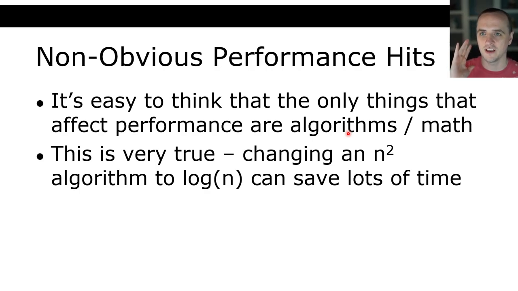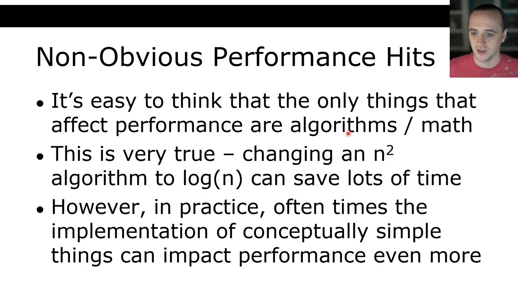Something that used to be like a million operations is now 1,000 operations. Obviously, that's a huge thing, right? However, in practice, oftentimes the implementation matters more than the running time, okay? So the implementation of conceptually simple things can impact our performance even more than algorithmic things, okay?